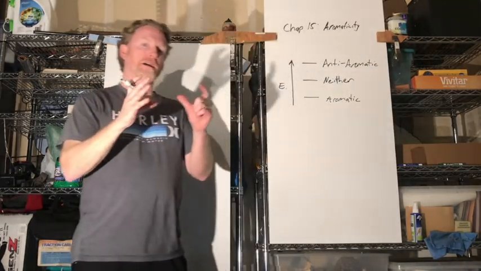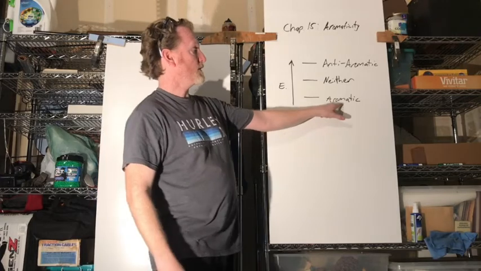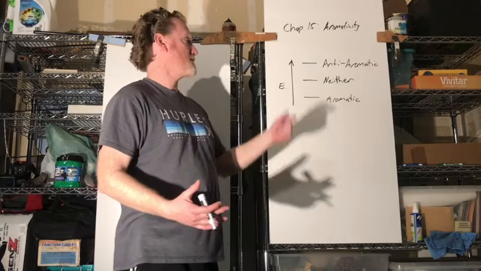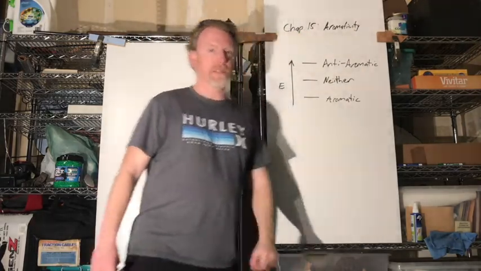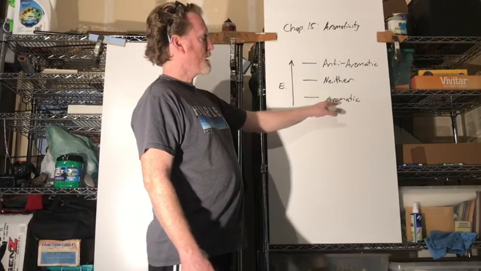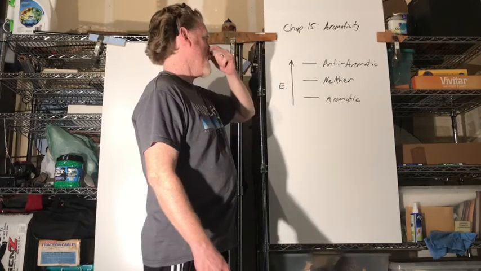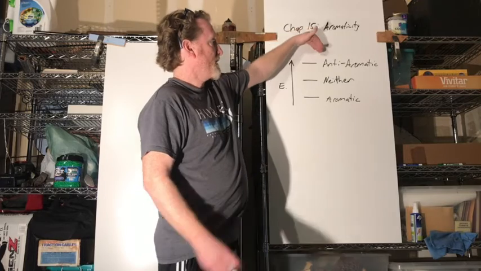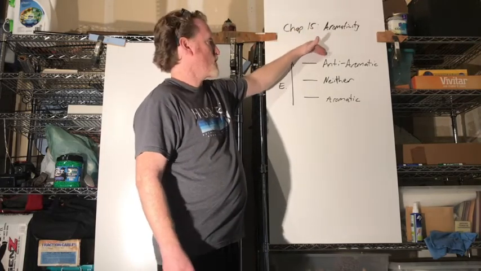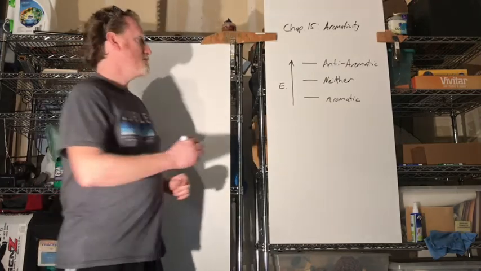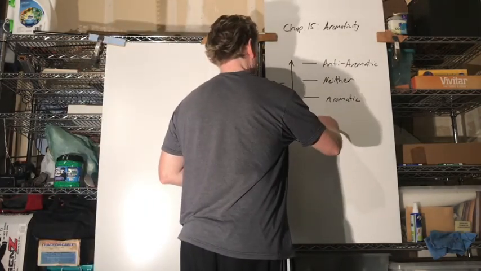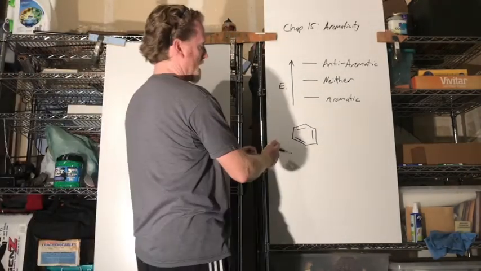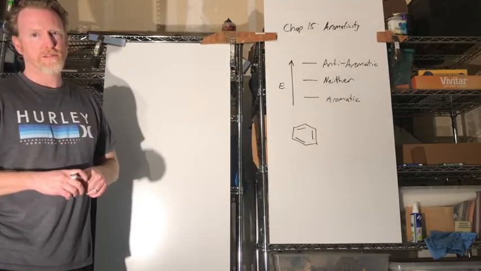So conjugated pi bonds around a ring can result in an aromatic compound, or they can result in neither aromatic nor anti-aromatic, or the highest energy would be if the ring was anti-aromatic. We're going to learn what can make a molecule aromatic, neither, or anti-aromatic, and we'll see that molecules want to be lower in energy. They want to be aromatic if they can, and if they're in a situation where they could be anti-aromatic, they're going to try to be neither, in between. So benzene is an aromatic compound.